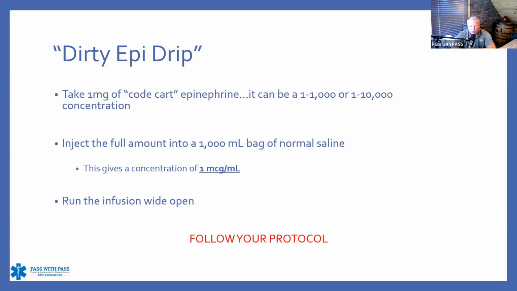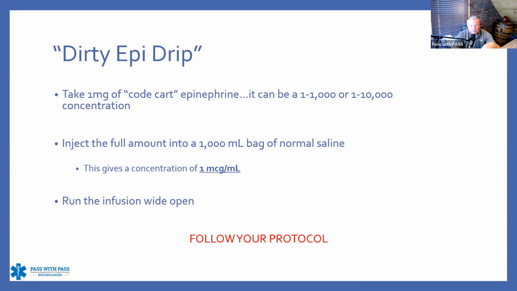You should be able to do a dirty Epi Drip and get about 20 mics per minute to deliver, depending on the size of your angiocath, and I'll talk about that. Essentially, you can take either a 1 to 1,000 or a 1 to 10,000 concentration. It really does not matter because both of those are a milligram. So you're going to draw up either your 1 to 1 or 1 to 10, and you're going to inject that into a 1,000 cc bag of normal saline.